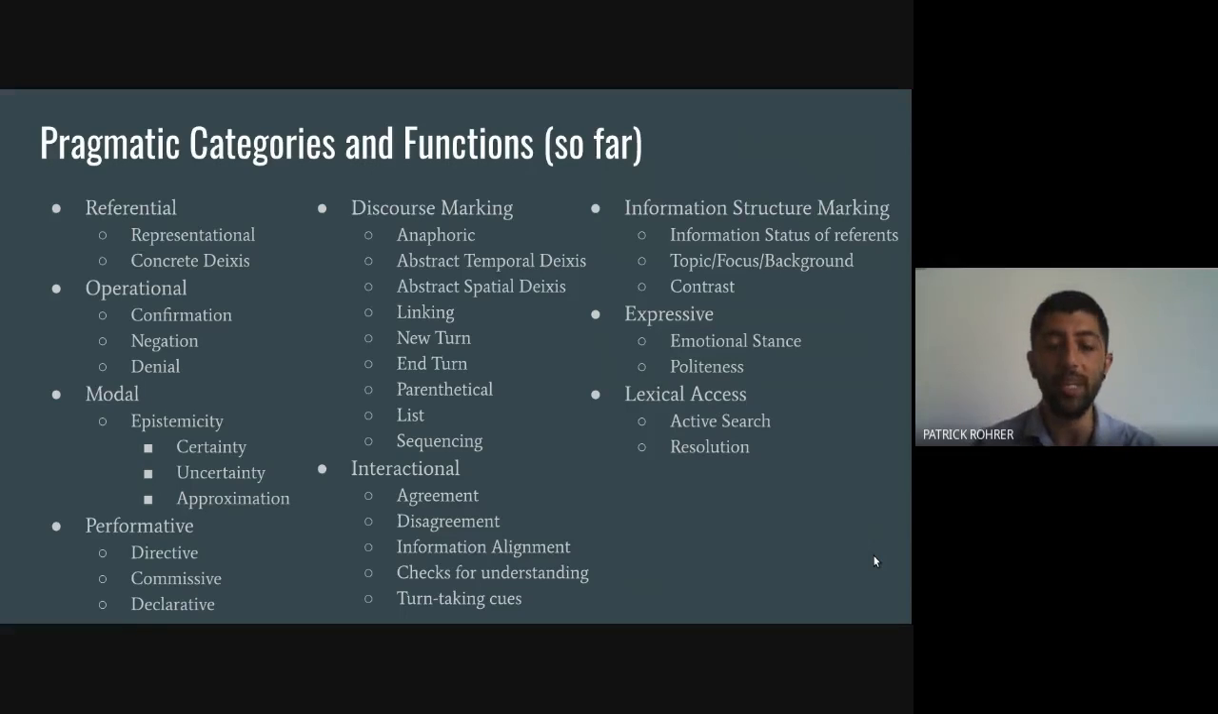These are the big categories that we have so far, along with their functions. For time's sake, I'm not going to go through and explain all of these, but this is definitely a work in progress. It's still going to be developed, but this is sort of what we've started working with right now in our corpora.